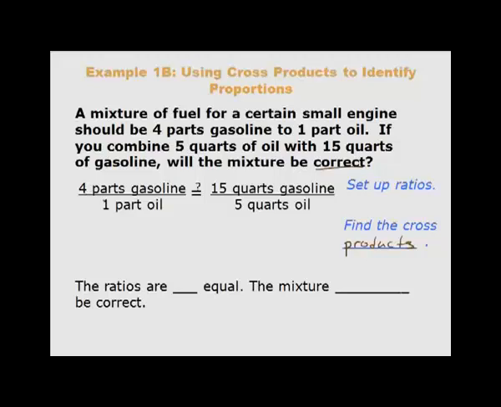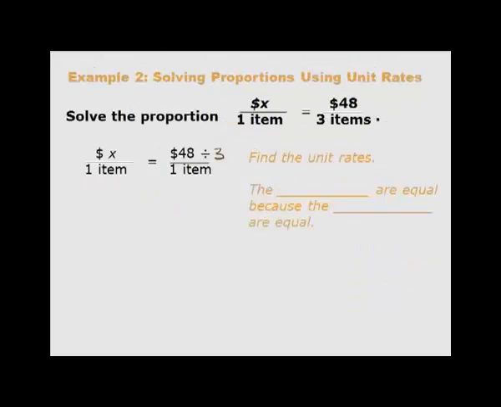Notice here we set up the ratios. 4 parts to 1 part. Is that equal to 15 parts to 5 parts? Let's find out. 1 times 15 is 15. And is that equal to 4 times 5? 4 times 5 is 20. The ratios are not equal, so the mixture will not be correct. Because 15 is not equal to 20, the ratios of 4 to 1 and 15 to 5 are not equivalent and not proportional.